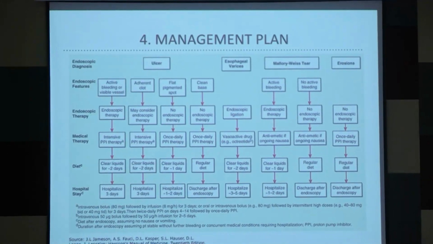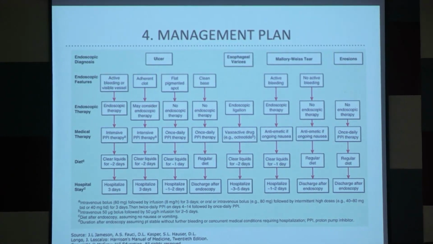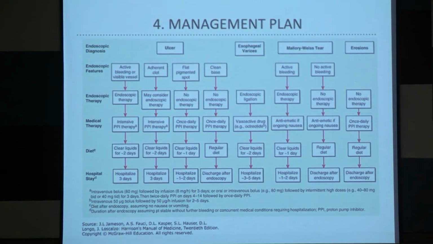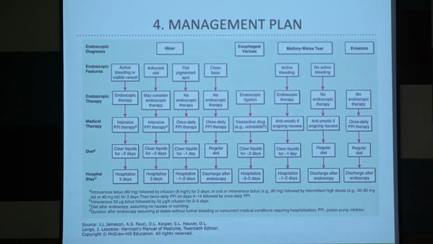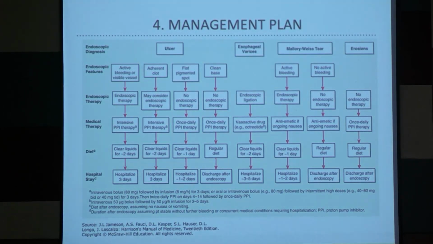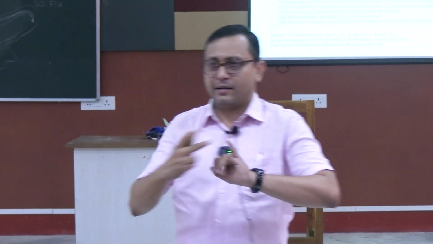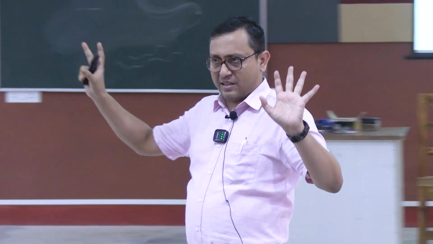That is the most important table taken from our Harrison textbook, and that summarizes the whole management of upper GI bleed. By doing endoscopy, we have ascertained what is the cause of upper GI bleed. Most common causes are peptic ulcer disease, esophageal varices, erosion, Mallory-Weiss tear. These are the most common causes.